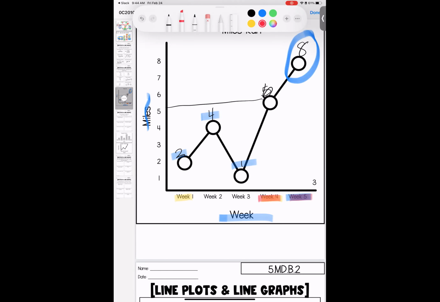What week did she run the least? It's going to be week 3, because we're all the way down the bottom where she only ran 1 mile. And final question, what do you think happened in week 3?